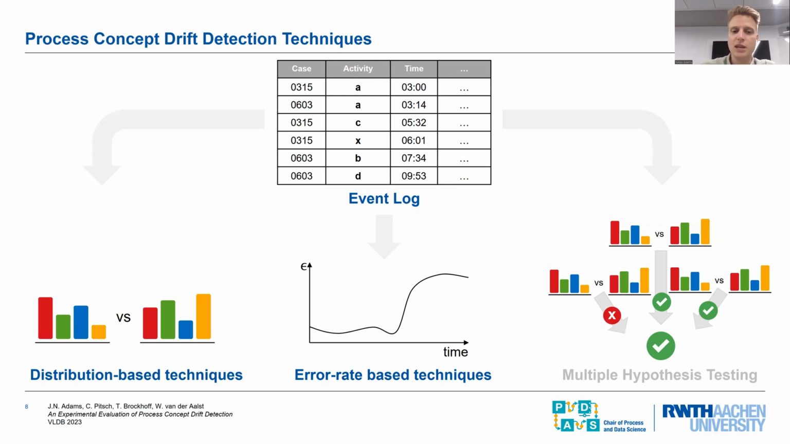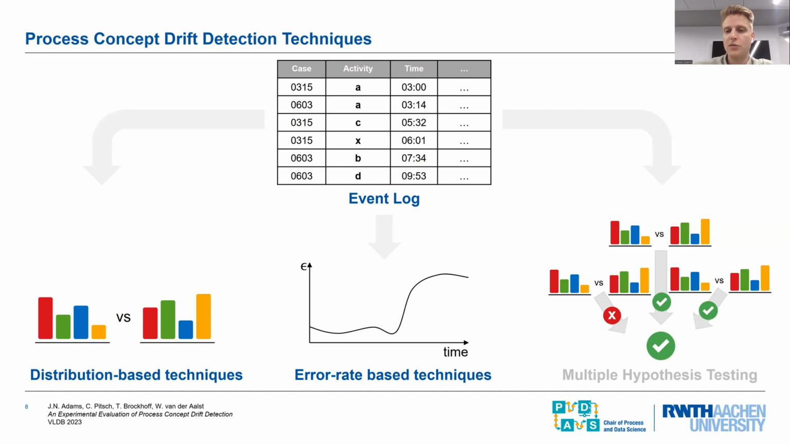The first one is distribution-based techniques. So you look at the event log over time. You take, for example, your events from the last month, your process executions, your cases from the last month, and then you derive some distributions and check whether they are the same. And if they are not, you classify a concept drift between this last month and the month before that.